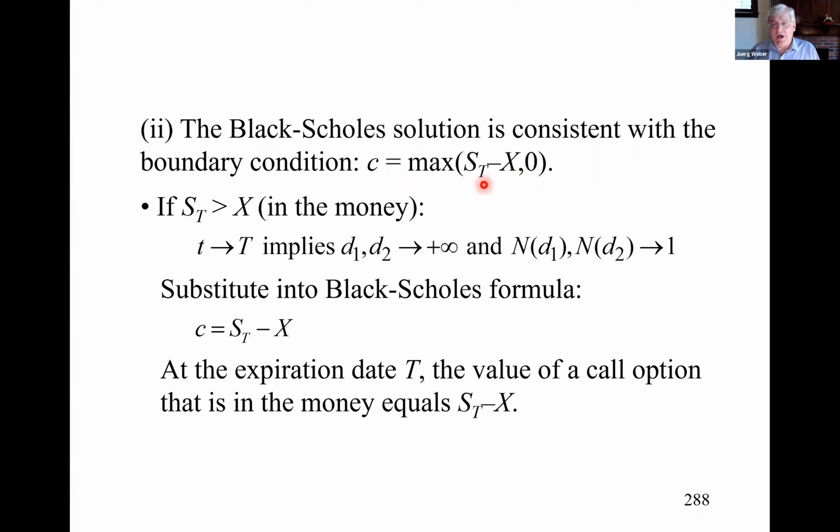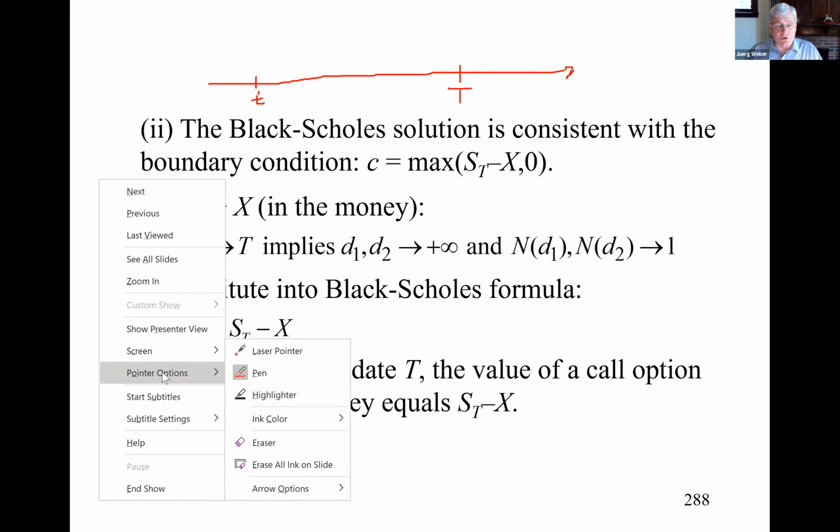Here at time big T, the option expires. Here at time small t, we calculate the option price, the value of that contract. And at time big T, the Black-Scholes equation should imply the boundary condition, because we used that boundary condition to derive the Black-Scholes solution. So here we should actually have this.